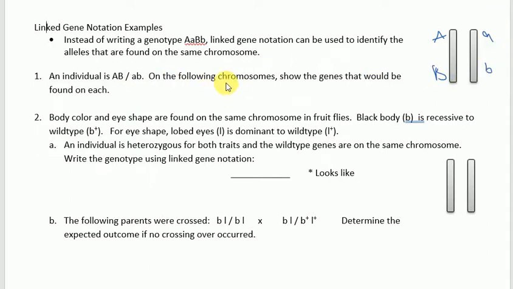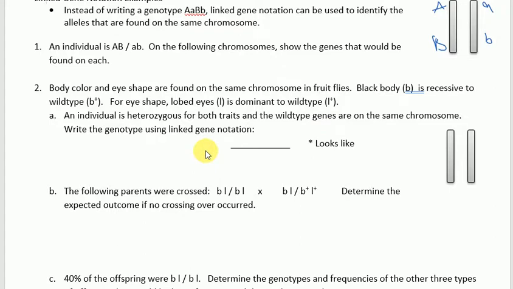So on the following chromosomes, show the genes that would be found on each. So that's what this is. Body color and eye shape are found on the same chromosome in fruit flies. The black body is recessive to the wild type, which is B positive. So for eye shape, lobed eyes, L is dominant to the wild type, L plus. So an individual is heterozygous for both traits, and the wild type genes are on the same chromosome. Write the genotype using linked gene notation.